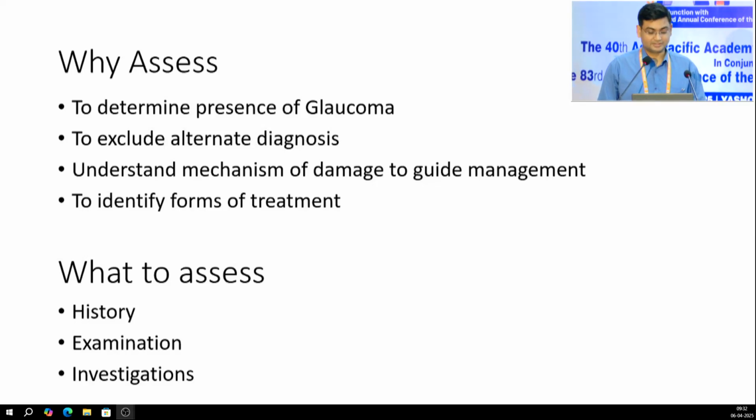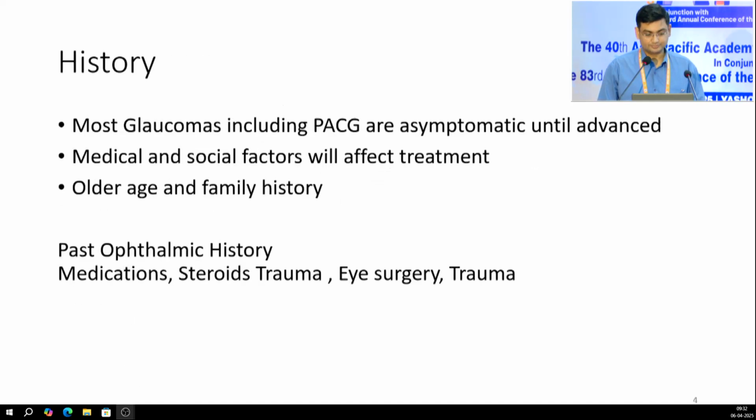So what to assess? A patient comes to you, first go for the history, then examination, and then the related investigations. In the history, most glaucomas, including the angle closure ones, are asymptomatic until advanced. Therefore, it's important that you ask the history of the patient.